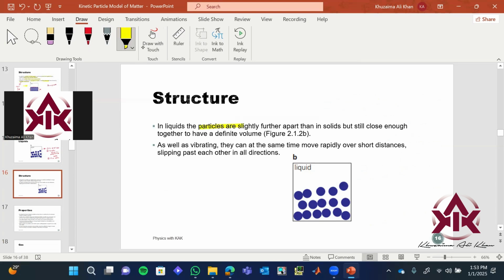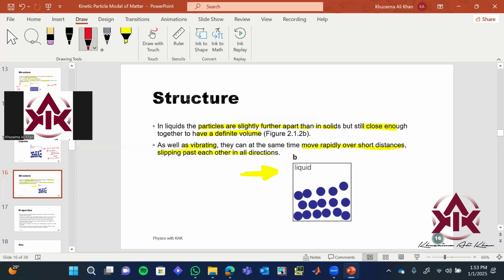Liquids: the particles are slightly further apart than in solids, but still close enough to have a definite volume. We have seen this, so you just see this diagram and you can feel it out. Every particle in the entire universe, in any state, is constantly vibrating. So they can at the same time move rapidly over short distances, slipping past each other.